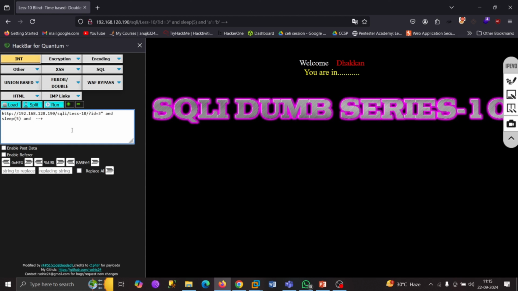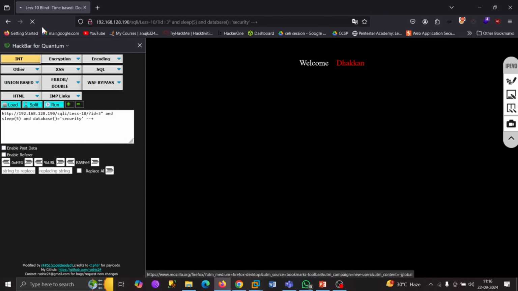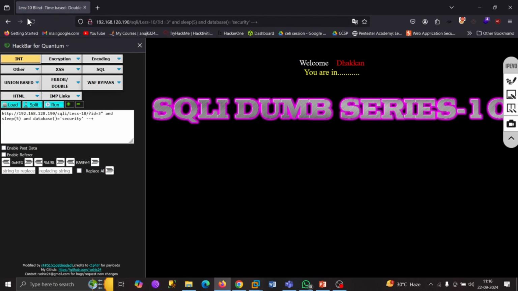Okay. So what can I do? Now I need to know the database name. How can I get to know the database name? I can say database is equal to security, enter. Then if it's loading for 5 seconds, pay your attention over here, right? But now I have put in that the database name is security. Is it practically possible for you to know the name of the database? No, it is not possible for you.